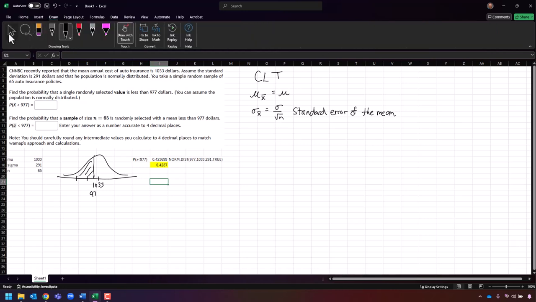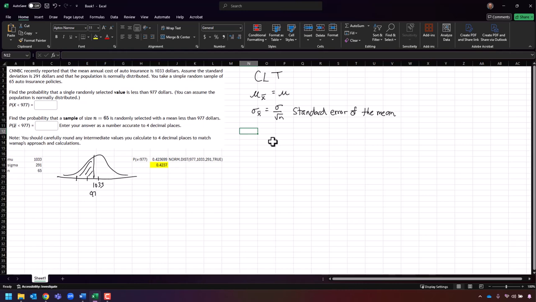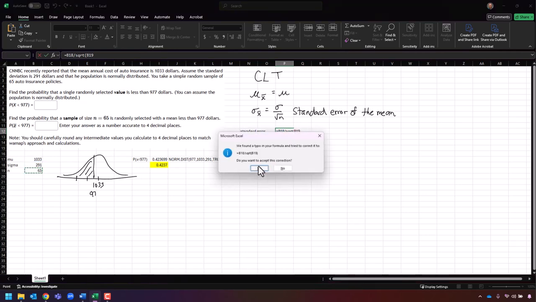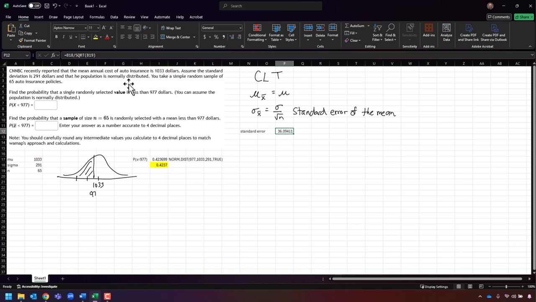I need to go to the draw and grab this. So our new standard error is going to be sigma over the square root of n. So that's sigma divided by the square root of n. And I'm just clicking on those. Yes, I'll accept this correction.